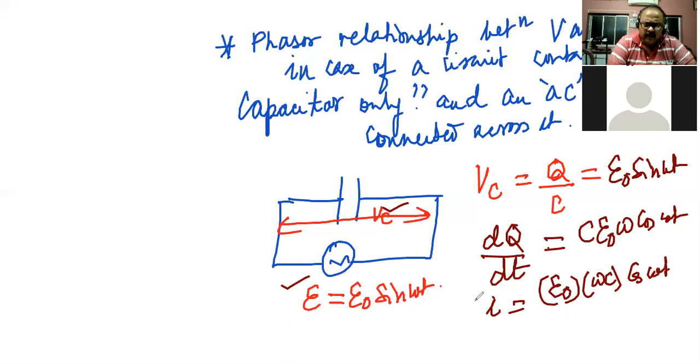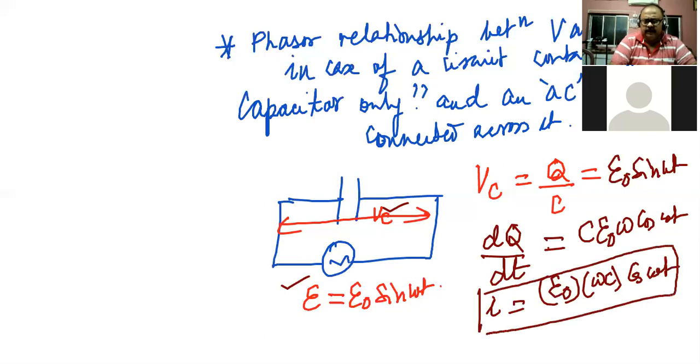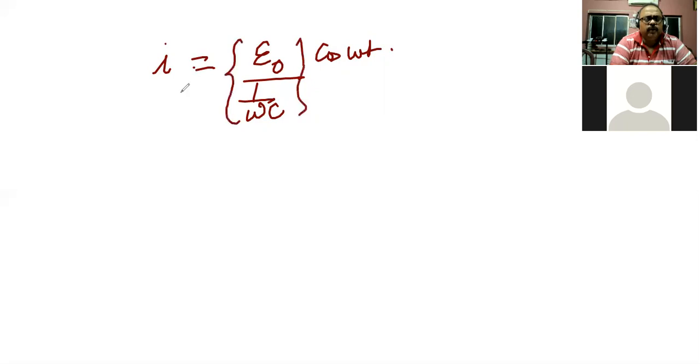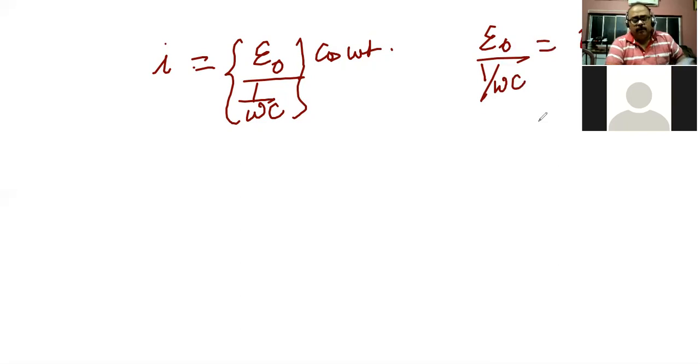Now I will come to another very important conception. Let me just turn the page over here. That is, I is equal to E naught times, can I write this omega C as 1 upon omega C, into cos of omega t? Dimensionally, this part should be equivalent to your I, isn't it? So we can write that E naught by 1 by omega C is equal to I naught. So what can I say about this 1 by omega C? This should be dimensionally equal to the resistance. That is very, very important.